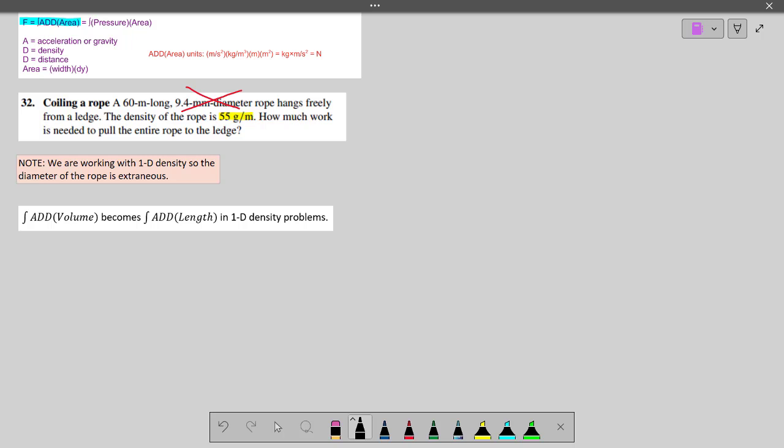But that's where the differential shows up, right? The differential is always in that parenthetical quantity. So that length is our differential. So our work is going to be the density. Now we're given grams here per meter. How do we convert that to kilograms? Divided by 1,000. So we're going to divide by 1,000 to make that kilograms. So that's our acceleration due to gravity.